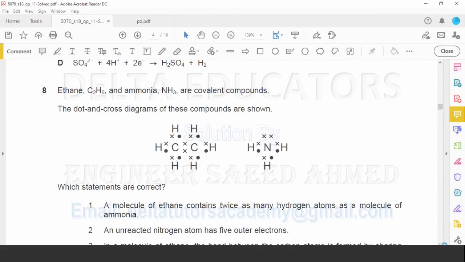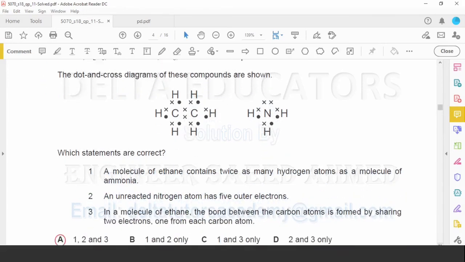Question number 8. Methane and ammonia are covalent compounds. The dot and cross diagrams of these compounds are shown. It is methane, it is ammonia. Which statements are correct? Number 1. A molecule of ethane contains twice as many hydrogen atoms as a molecule of ammonia. Yes, it is correct. In ammonia, we have 3 hydrogen atoms. In ethane, we have 6 hydrogen atoms. So ethane has double the hydrogen compared to ammonia. So point 1 is correct.